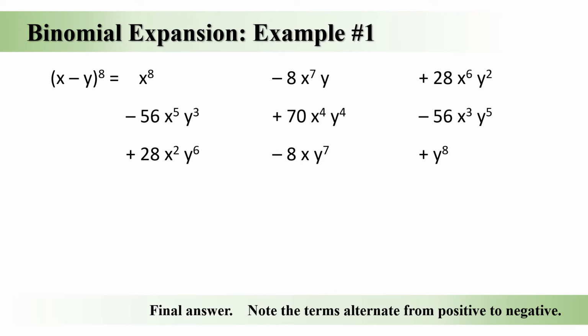which then multiplied to our coefficients initially will produce our final answer of x to the 8th minus 8x to the 7th y plus 28x to the 6th y squared minus 56x to the 5th y cubed plus 70x to the 4th y to the 4th minus 56x cubed y to the 5th plus 28x squared y to the 6th minus 8x y to the 7th plus y to the 8th. Note that the terms were alternating between positive or negative.